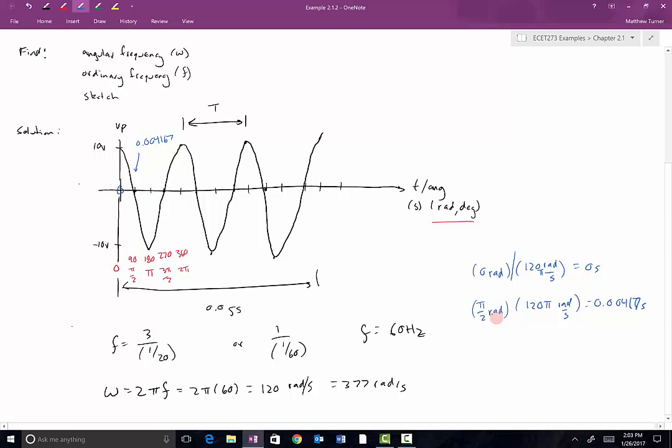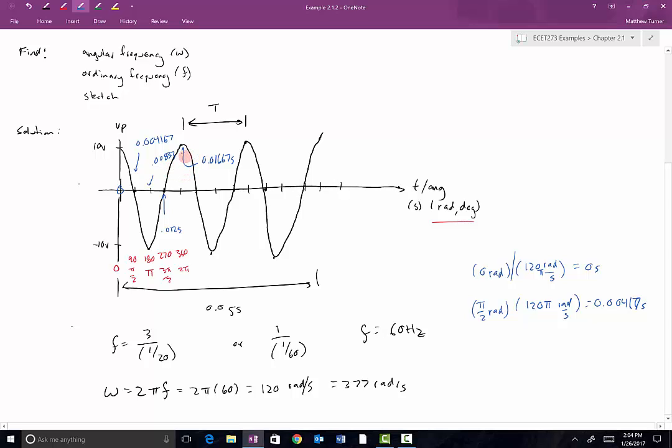We know that unit's constant, so we could keep doing math like this, or we could just increase in increments of 0.004167. That value right there is going to be 0.00833. That value right there is going to be 0.0125. And then that value right there is going to be equal to 0.01667 seconds.